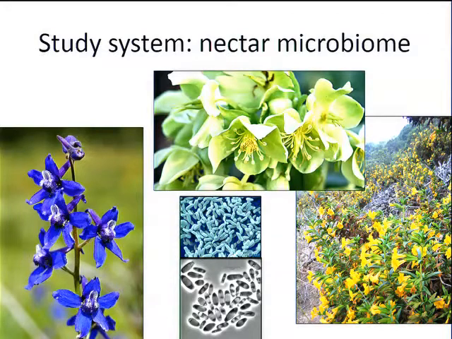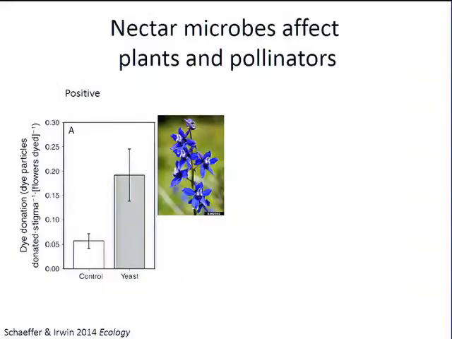It's been thought that perhaps these are just commensals, or maybe they don't actually do anything, but there's been a few recent examples that show that these microbes can actually have substantial effects on both plants and pollinators. One example here by Rob Schaefer and Becky Irwin found that inoculation of the floral nectar with a yeast actually increased the male function, or donation of pollen-like grains onto the stigma. And so they've showed a positive effect of some of these microbes.